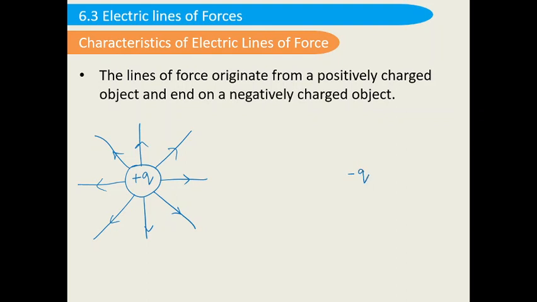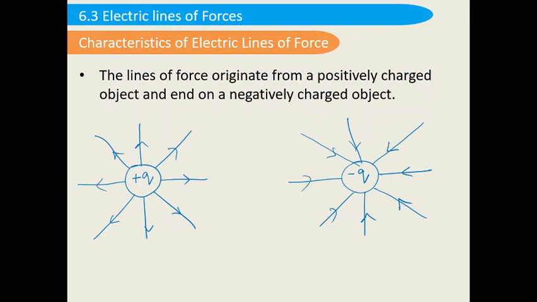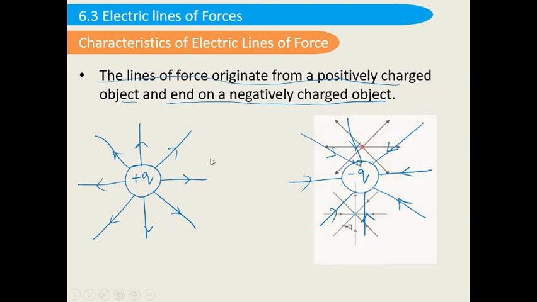While if you consider charge minus q, the electric lines of forces are the same thing, perpendicular to the surface of the charge. But in the case of negative charges, the electric lines of forces are moving towards the charge, like this. So what are lines of forces? The lines of forces originate from the positive charge object and end on the negative charge object. So this is what the characteristics of electric lines of forces are.